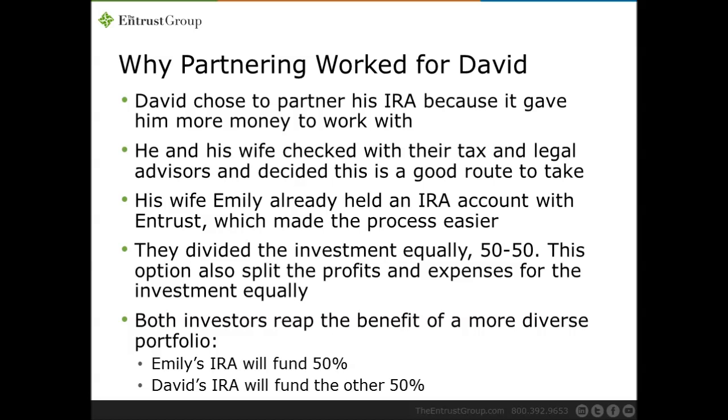So David chose to partner his IRA because it gave him more money to work with. So he and his wife also had an IRA, so they decided to take two different IRAs, take his IRA and his wife's IRA, split the investment equally 50-50, which means that each account receives 50% of the revenue, and each account is responsible for 50% of the expenses. So if it's rented out, the rent checks have to go equally 50-50 to each IRA, and any bills like property taxes, insurance, utilities, anything like that, have to be paid equally 50-50 from each account.